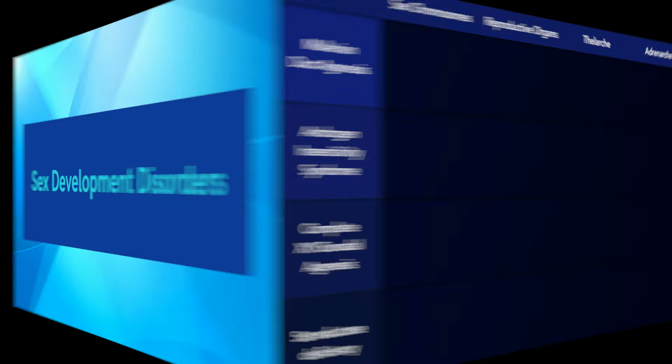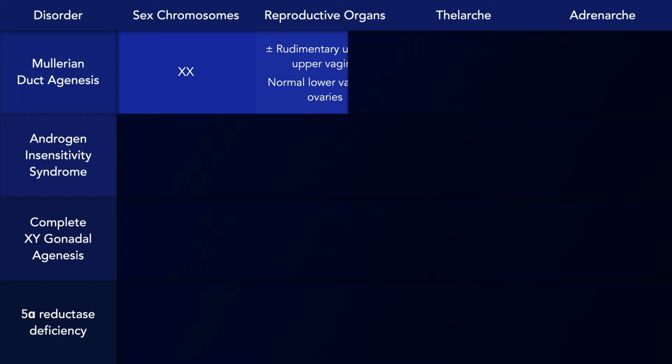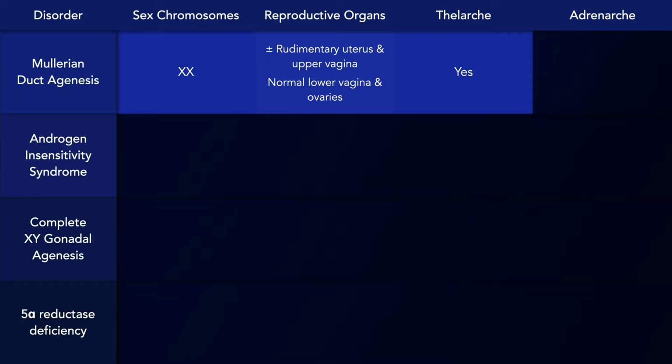With Müllerian agenesis, also known as vaginal agenesis, the person's karyotype is 46XX. They develop a normal lower vagina and ovaries, but may only have a rudimentary uterus and upper vagina. Hormonal levels are unaffected, and as such, breast development occurs during puberty, as does menarche.